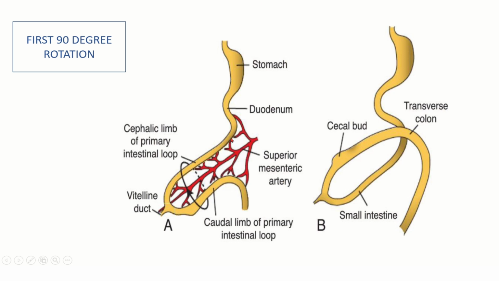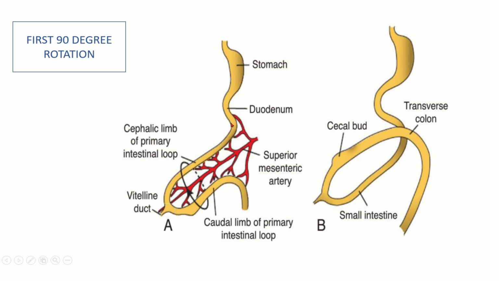So here you can see the primary intestinal loop, which is formed around the superior mesenteric artery. So this is before rotation. You can see it in the vertical axis. If you observe, this is the pre-arterial segment. This is the post-arterial segment. Pre-arterial segment is cranial to the superior mesenteric artery, and post-arterial segment is caudal to the superior mesenteric artery.